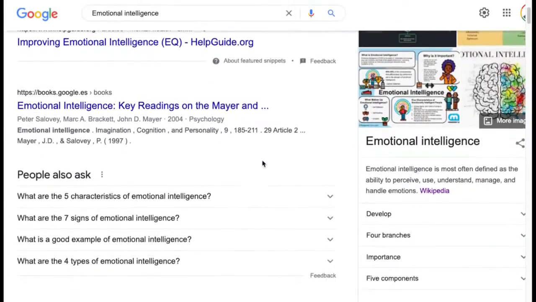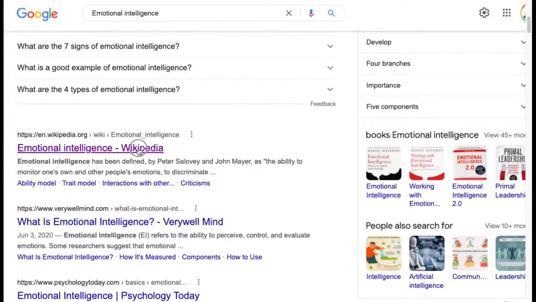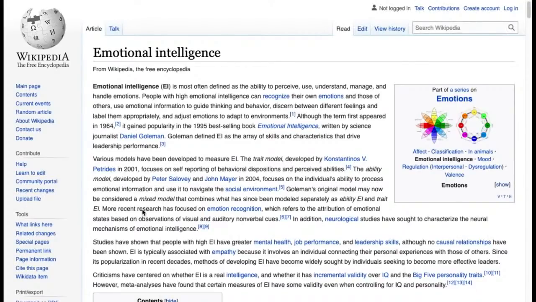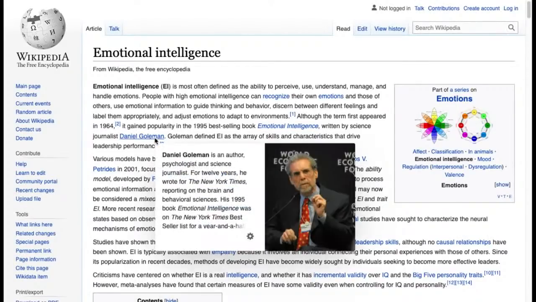Who was the guy who wrote, here we go, Wikipedia, the guy who wrote the book in the 1980s? Does anybody know? Daniel Goleman, that's the one. In 1995, he wrote Emotional Intelligence, which was a bit of a revelation, right? It completely changed how a lot of people viewed intelligence and how they handle their emotions. It was a big game changer.